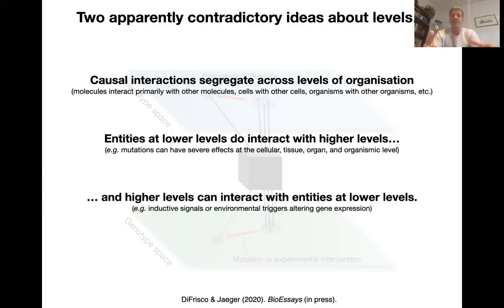And higher levels can interact with entities at lower levels. This is also not controversial, because we can have inductive signals that come from other tissues. We can have environmental triggers that come from outside the system. They come from a different level and alter gene expression at the genetic level. So these come from higher levels, tissue, or even the environment, and alter lower levels. So you have substantial interlevel hierarchical feedback, despite the fact that most interactions happen within level.